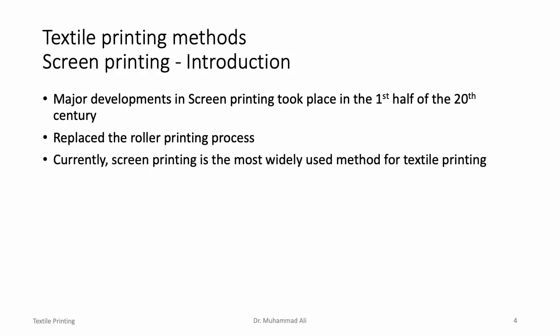Currently, and when I say currently, of course, I'm referring to the past few decades, like at least 5 or 6 decades, or even more than that, screen printing is the most widely used method for textile printing. And just to give you an idea of how widely used it is, the market share of screen printing is at least 70% even today. So of all the printed goods that are produced in the world, approximately at least 70% are produced on some sort of screen printing process.